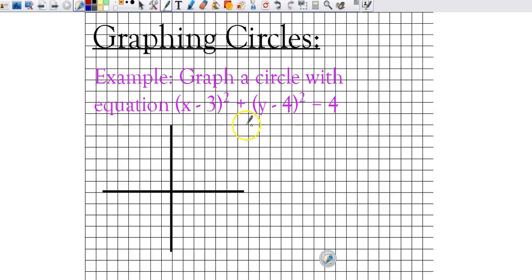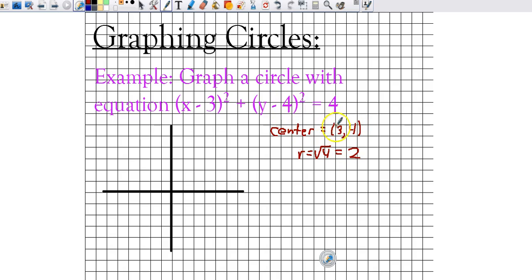And let's get our center first. So our center is going to be, from the formula, this is going to be 3 and 4. The center is always the opposite of these signs, so if these were both positive, then the center would be negative 3 and negative 4. The radius is the square root of this number, so the square root of 4 is 2.